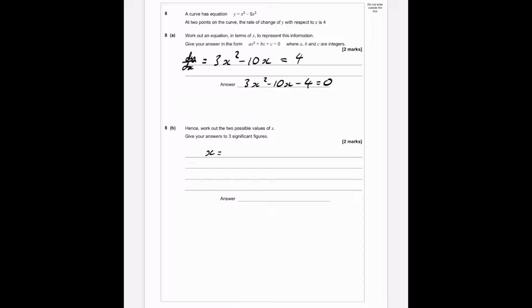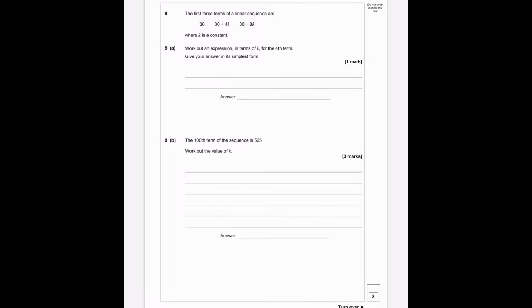And then if you want to use the formula, that's what I've done here. I think it's probably easier. Completing the square is going to be a bit messy with this one. Plugging it into minus b plus or minus the square root of b squared minus 4ac all over 2a. a is 3, b is -10, and c is -4. Plug all that in, and we get x to be 3.69 or -0.361. Both of those are given to 3 significant figures.